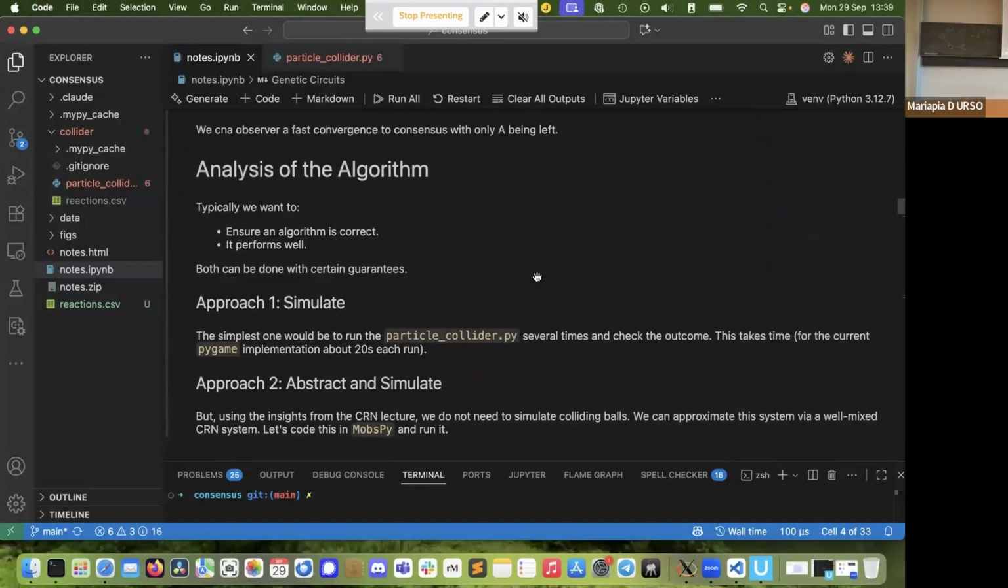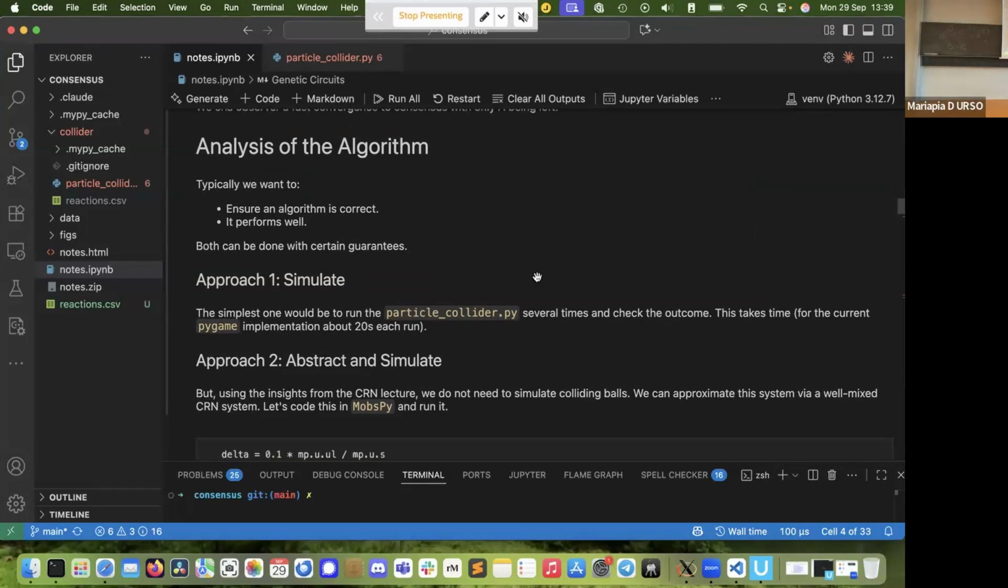Just to mention perhaps 3 techniques how to prove that, or how to get confidence that this algorithm does the right job. The first thing is you could run this particle collider many times and be confident that it does the job, right? That's what I just did 1 time. You could trust it after once or not.